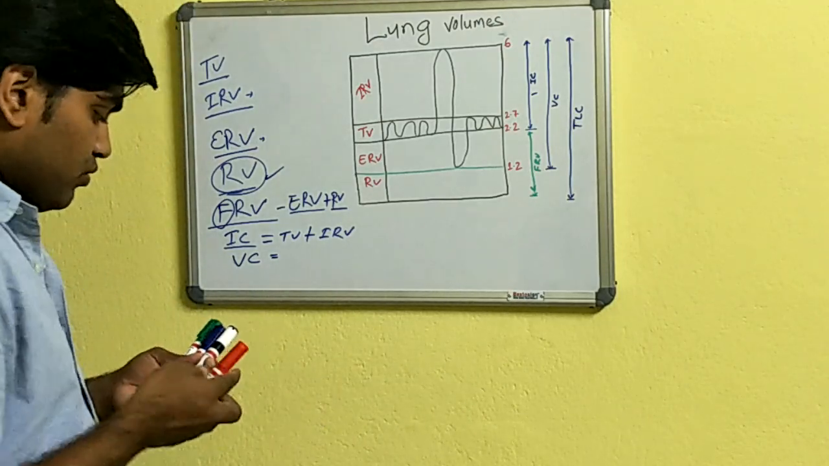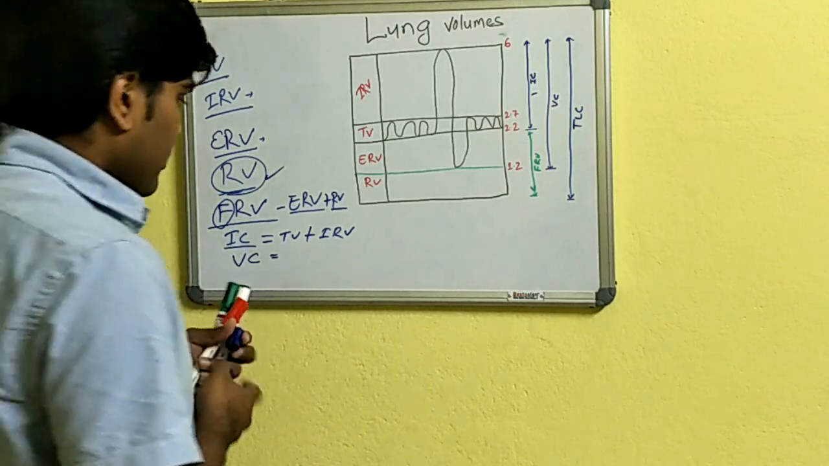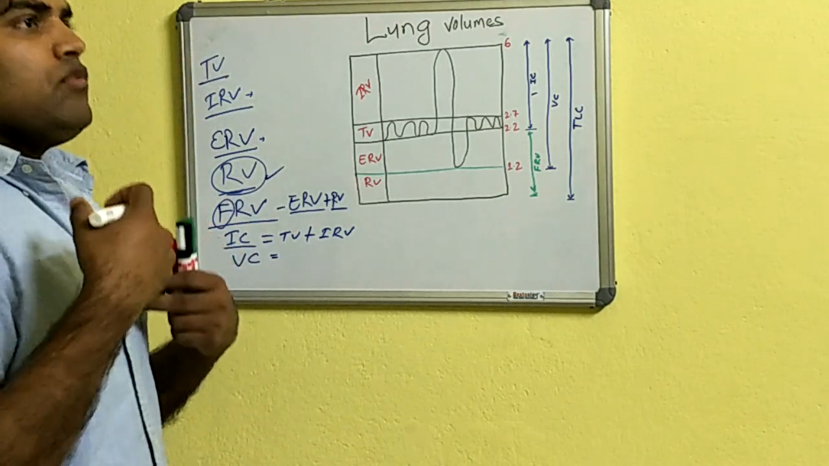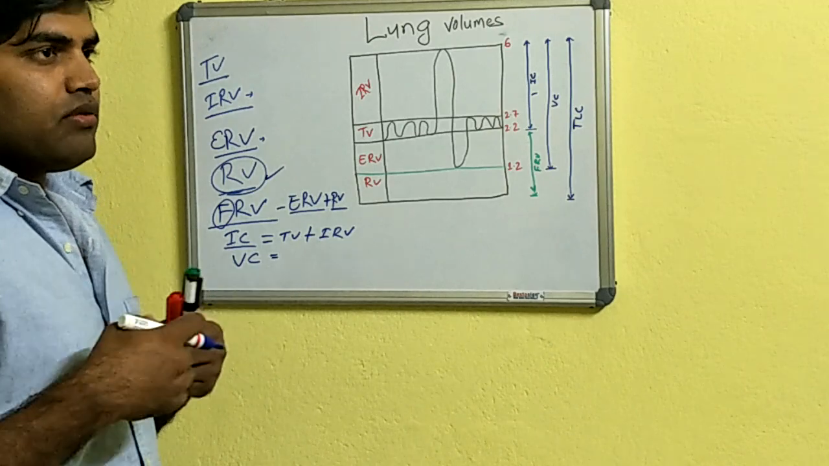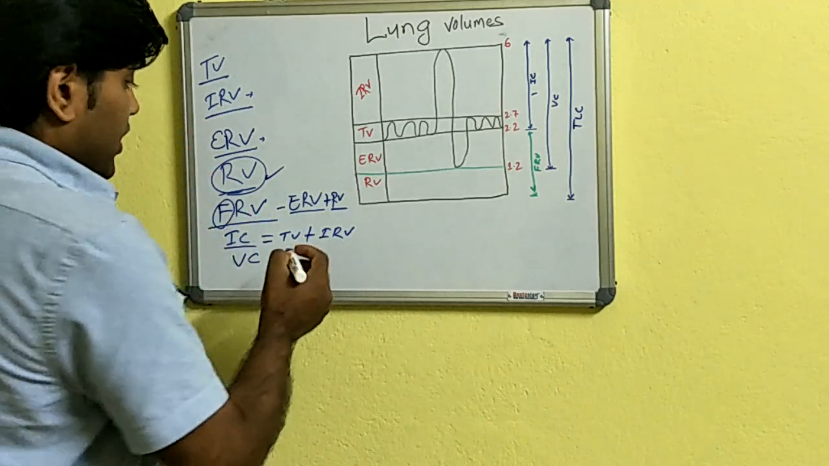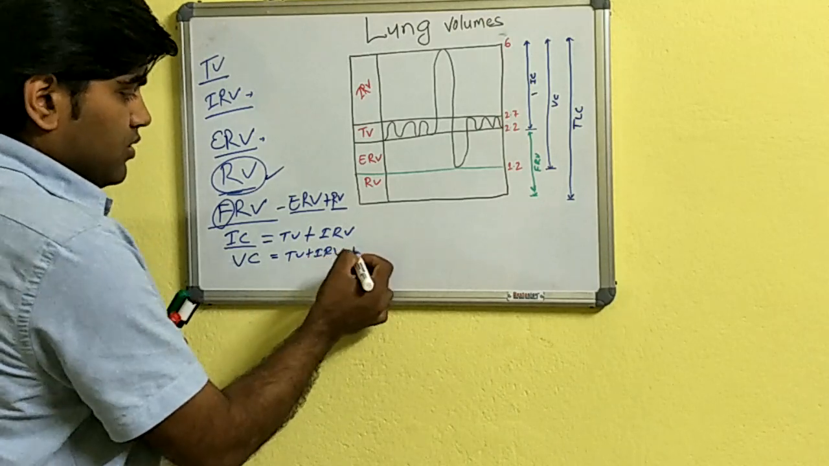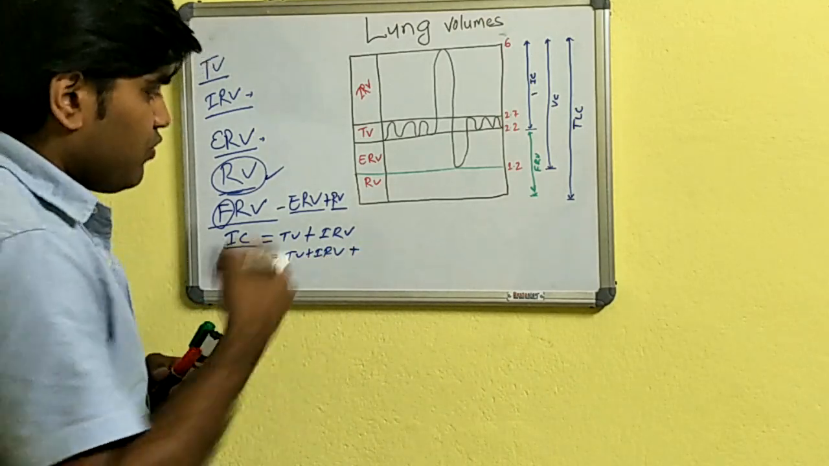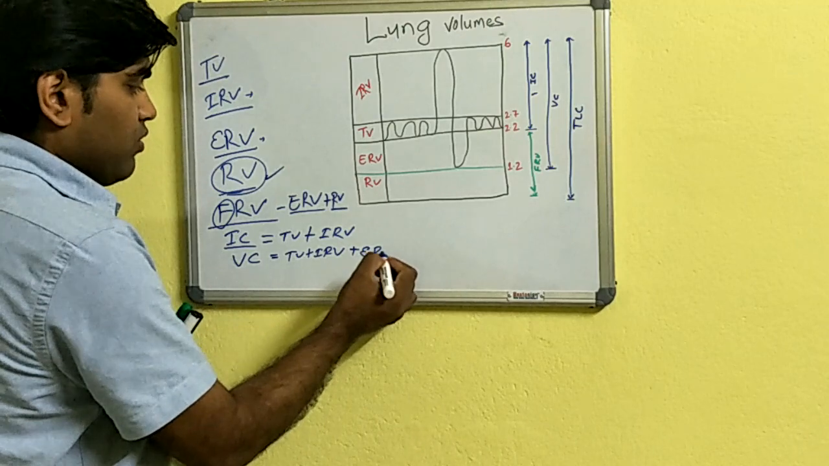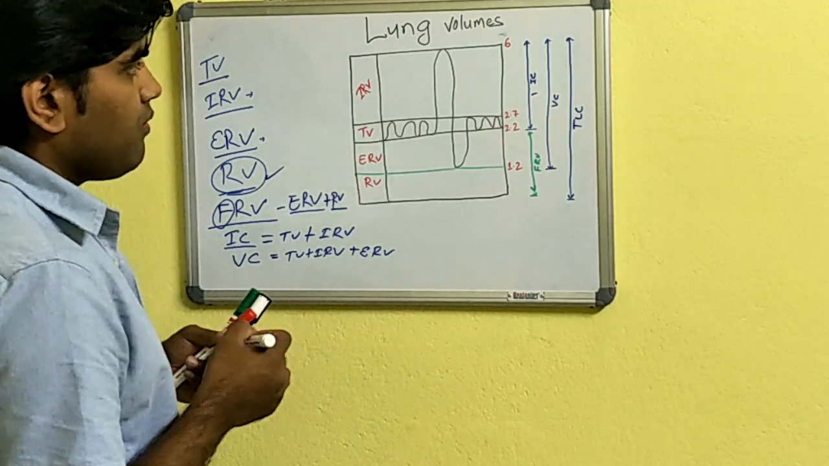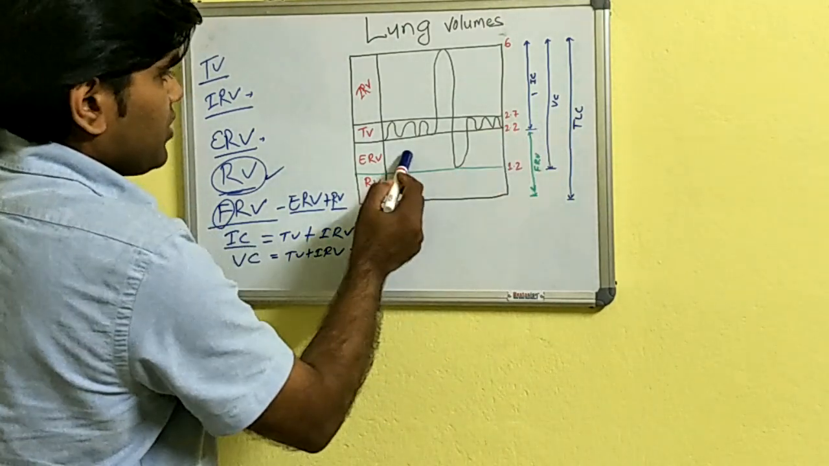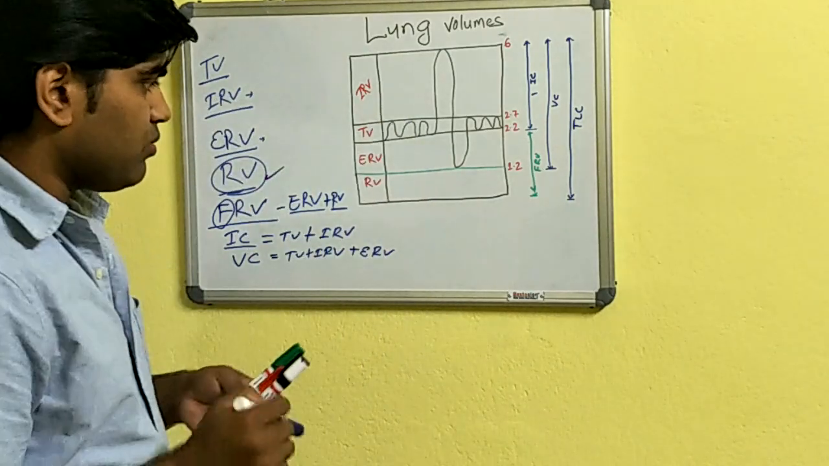So what does it include? It includes tidal volume plus inspiratory reserve volume, plus the forcefully expired expiratory reserve volume. That equals the vital capacity. So vital capacity is expiratory reserve volume, tidal volume, and inspiratory reserve volume.